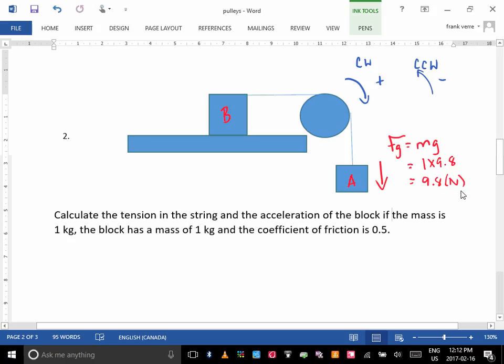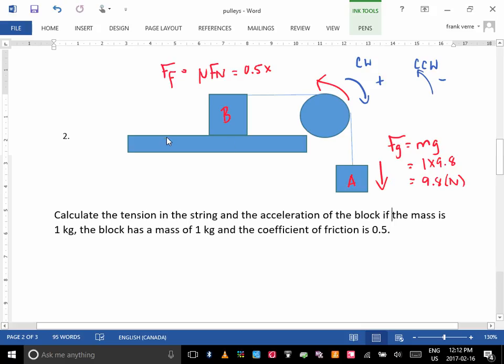There's also the force from friction, and that's going to want to cause counterclockwise rotation. Now, friction can't actually do that, but if we think of it that way, then we can figure out what its sign is. So what is the force of friction going the other way? Well, it's mu times Fn, which is 0.5 times the normal force. Now, in this case, the normal force is what?